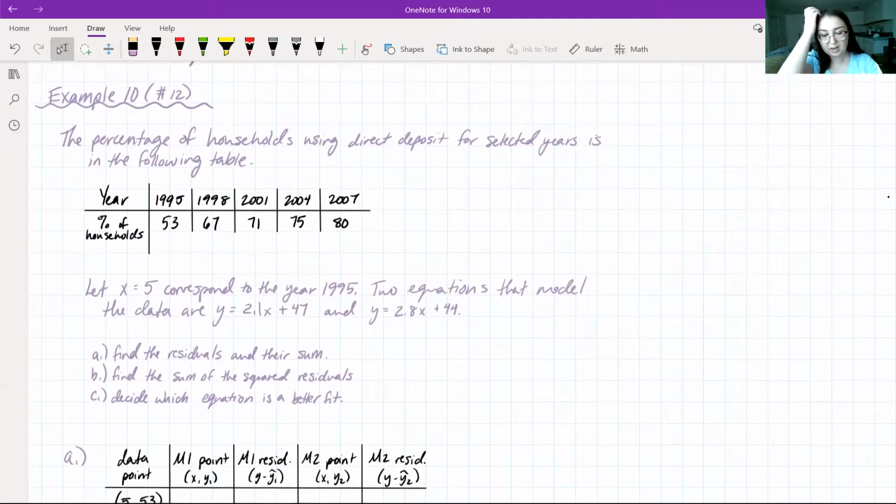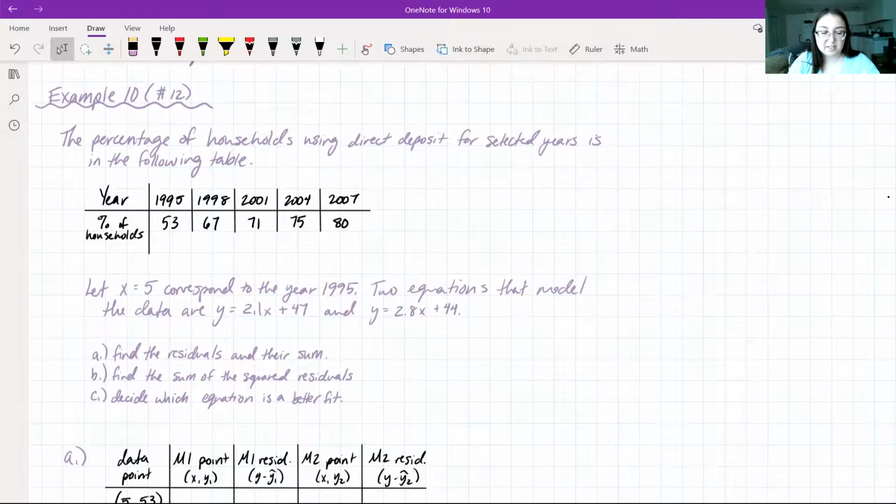So for example 10 here, which is number 12 in section 2.3, we have the percentage of households using direct deposit for selected years in the following table. So we have a table here, we have years, and it's a certain selection of years. It looks like every year is increasing by about 3. So we have 1995, 1998, 2001, 2004, and 2007. Then we have our percentage of households. So we see here that in 1995, 53% of households used direct deposit, 67% in 1998, 71% in 2001, 75% in 2004, and 80% in 2007.